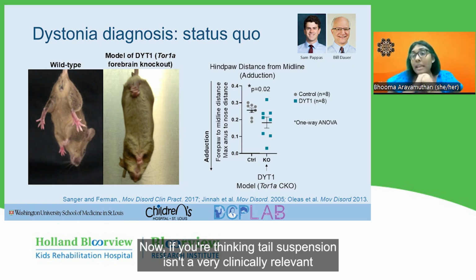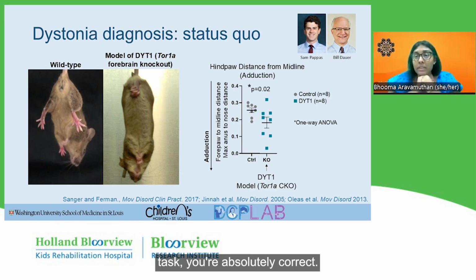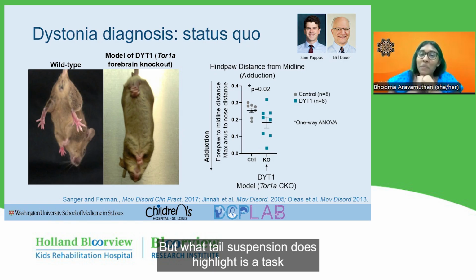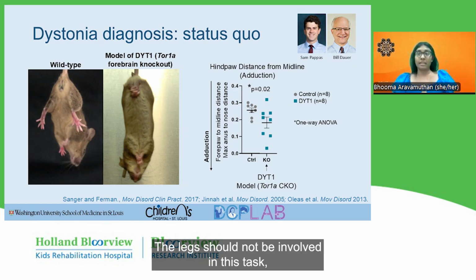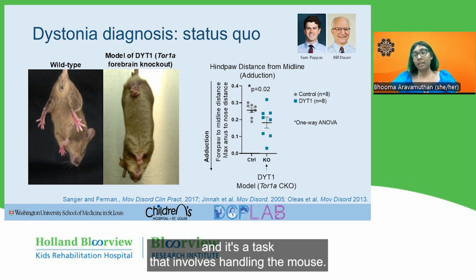Now, if you're thinking tail suspension isn't a very clinically relevant task, you're absolutely correct. But what tail suspension does highlight is a task where the mouse should not be bringing its legs together. The legs should not be involved in this task. And it's a task that involves handling the mouse.